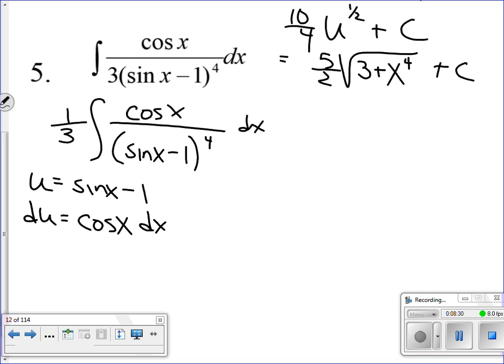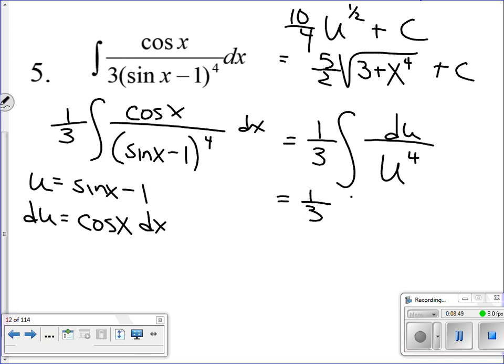So we're just going to rewrite the integral in terms of u and du. So we have the 1/3 on the outside, and we have du over u to the 4th. So again, we wound up with du over a power of u that was not 1. So we need to first bring it up with a negative exponent. So we're integrating u to the negative 4th du.